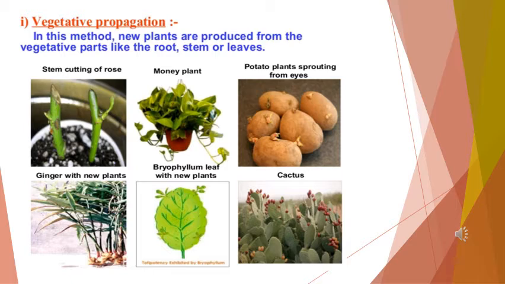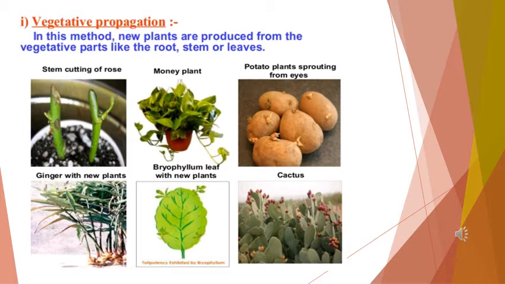Let us first understand what is vegetative propagation. Vegetative propagation is an asexual reproduction method. In this method, new plants are produced from vegetative parts, that is, roots, stems, or leaves. Since reproduction is through these parts, which are the vegetative part, the method is called vegetative reproduction or vegetative propagation method. We observe this method in various types of plants, that is rose, money plant, potato plants, cactus. All of these can reproduce with their vegetative parts.